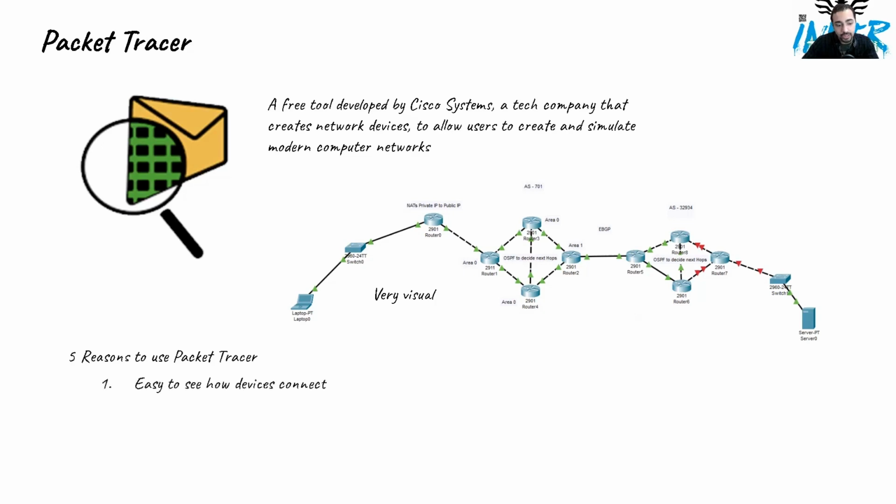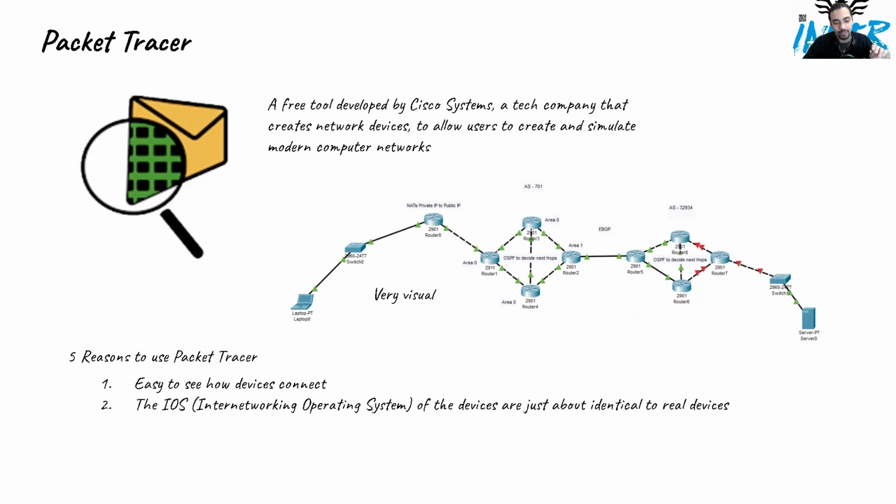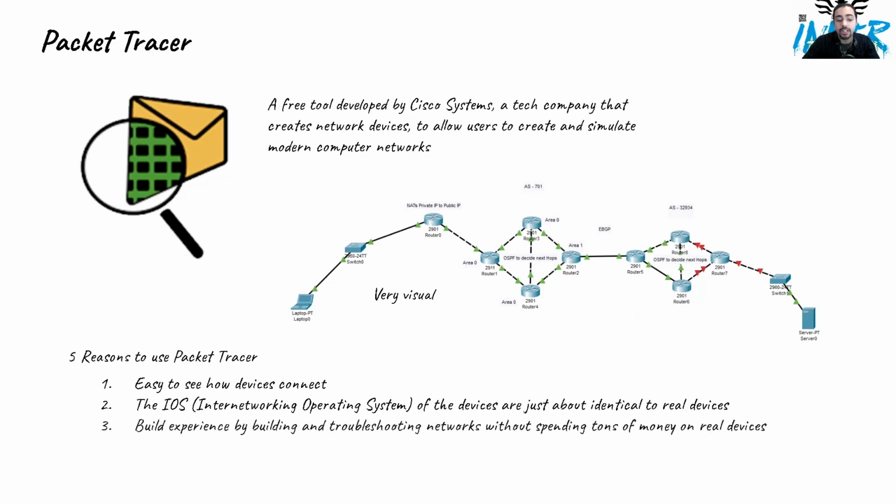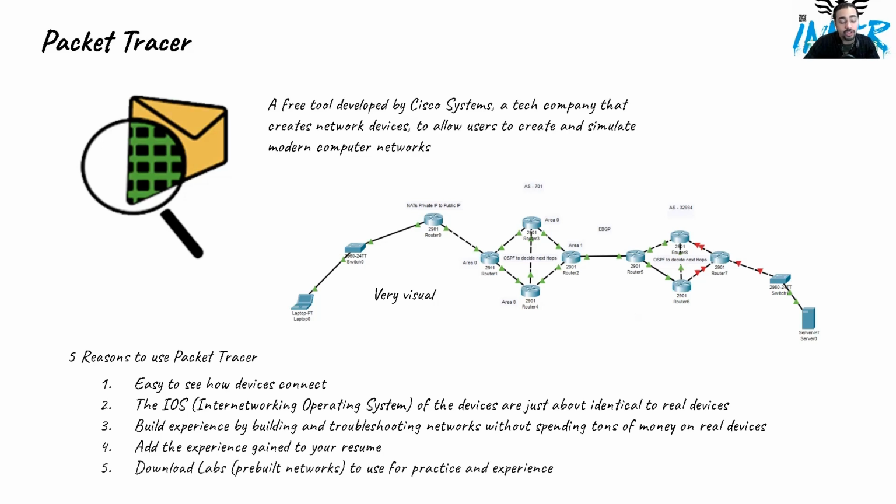It's easy to use and see how devices connect. The operating system of the router and switches, known as the Internetworking Operating System, or iOS, not the same as a phone, are almost the same as the real routers and switches. You can build experience by creating networks and troubleshooting them without spending tons of money on equipment. You can add that experience to your resume, and you can also download labs with pre-built networks to practice with.